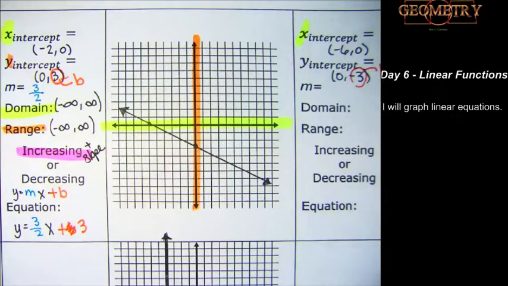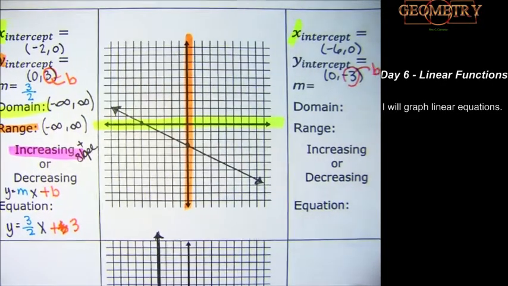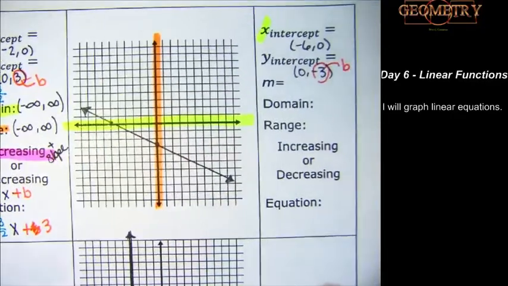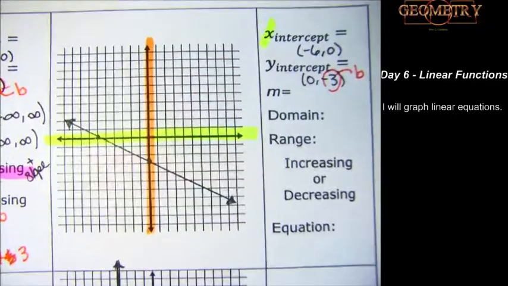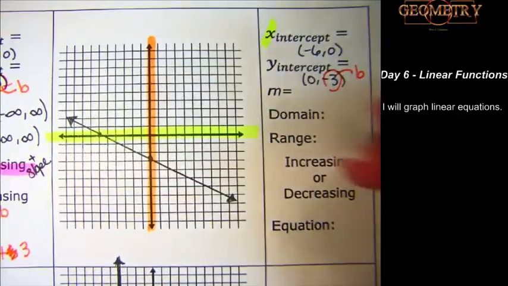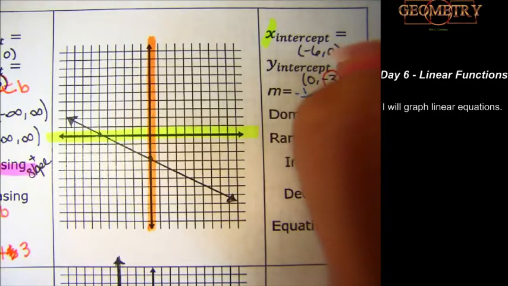And then this is our y-intercept. What is the slope of this line? -3/6. Yeah, or reducing it, -1 over 2.